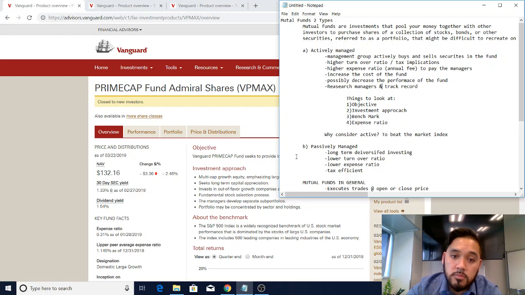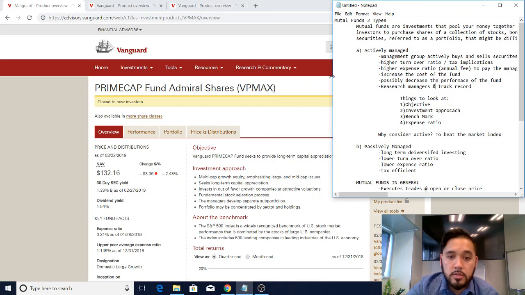So, things to look at. Number one, the objective. Let's make this a little bit smaller. Prime Cap seeks to provide long-term capital appreciation. Anytime you see capital appreciation, it basically means aggressive growth, so it's a little bit more risky. And then also look at number two, their investment approach, so how they invest the money.